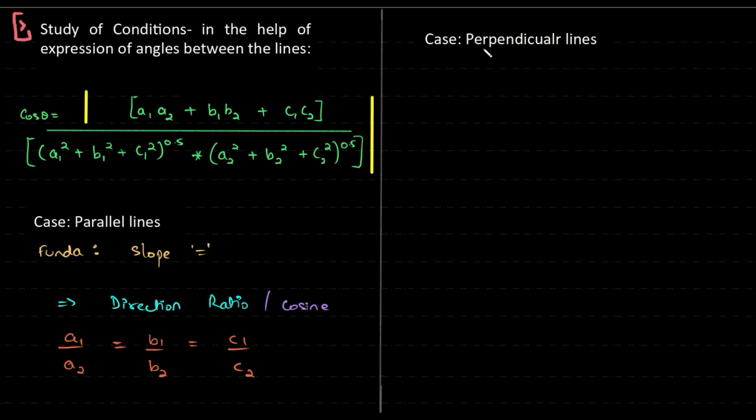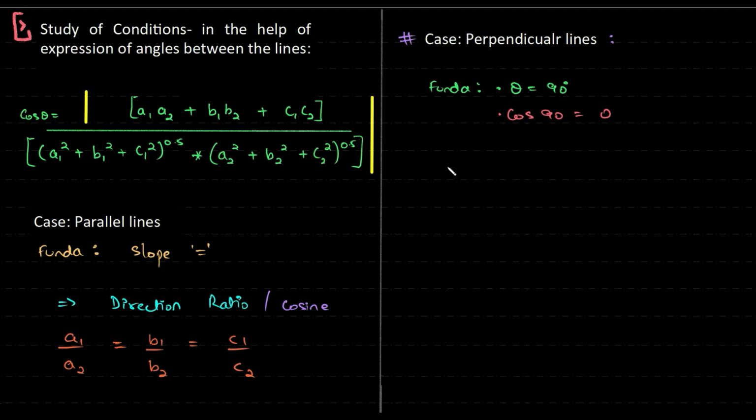Right? Then, when will the lines be perpendicular? Perpendicular, let's talk about the funda. Well, theta should be equal to 90 degrees. Okay, so cos theta will be equal to cos 90, which is equal to 0. So basically, I have to get 0 from this. So how will I get 0? Yes, the numerator has to be equal to 0. That's it. It's nothing else.